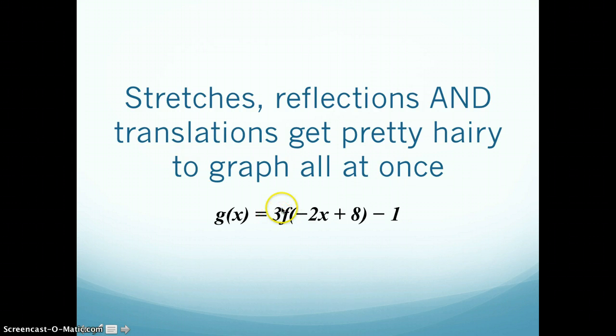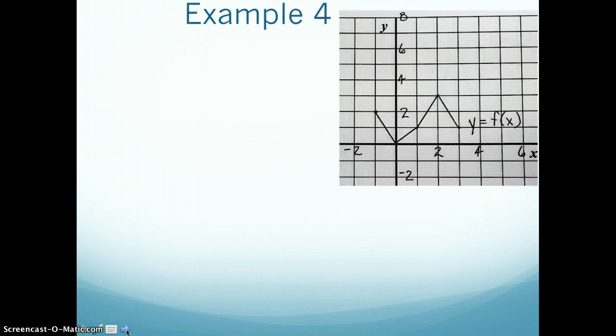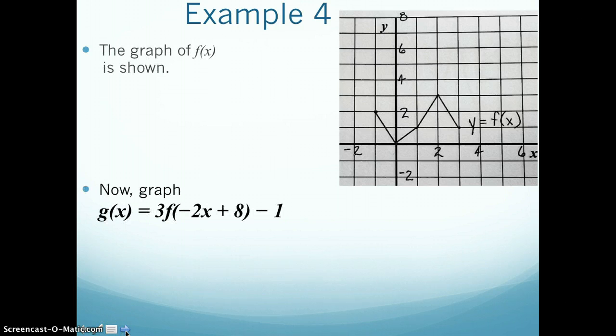You could graph your function by applying each transformation individually, but that would take a really long time. So instead we can do it systematically, and I'll show you that right now. Okay, so here is an example of another function that I've just made up, some little graph. That little graph is called f of x right now. So this is f of x.